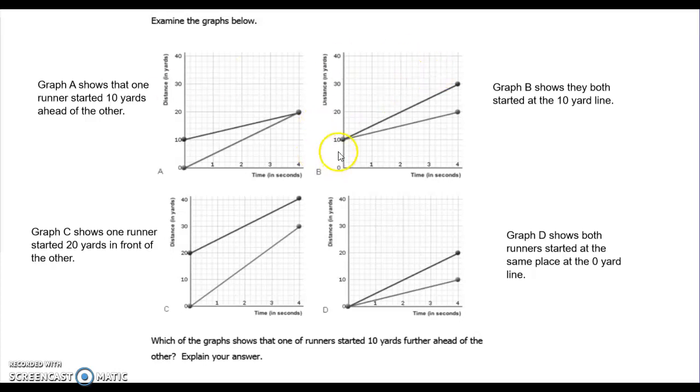Graph B shows that they both started at the 10-yard line. Graph C shows that one runner started 20 yards in front of the other runner. And graph D shows us that they both started at the 0-yard line. Let's go to packet page 37.